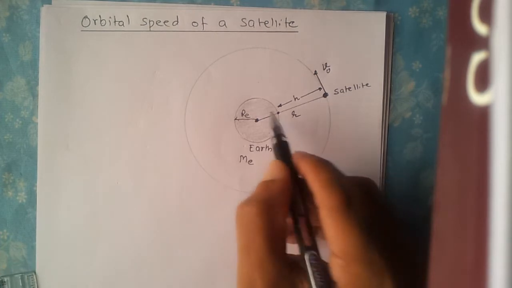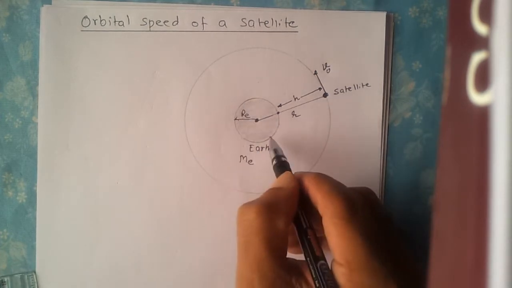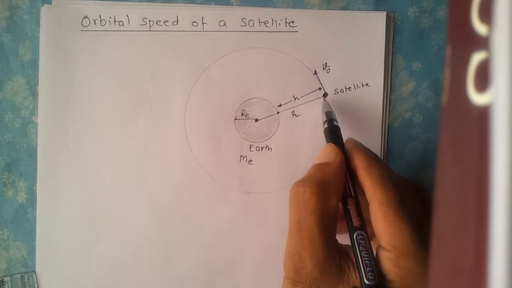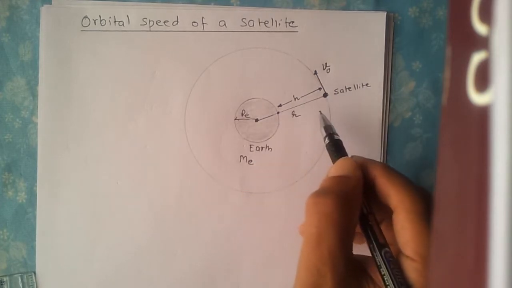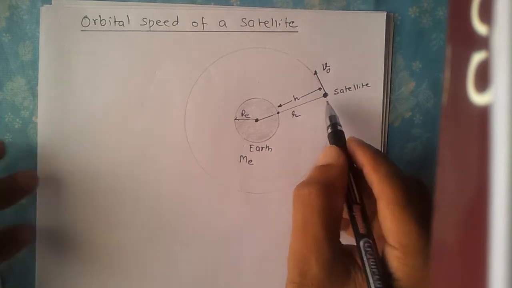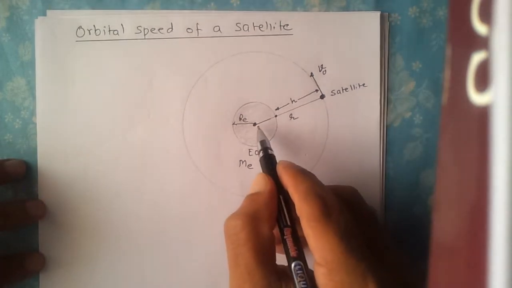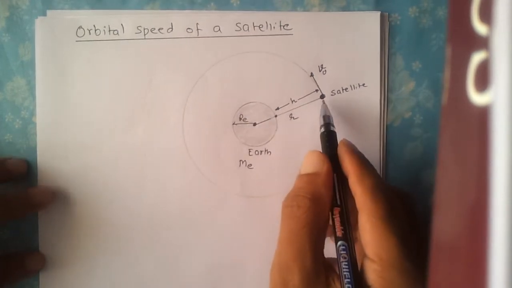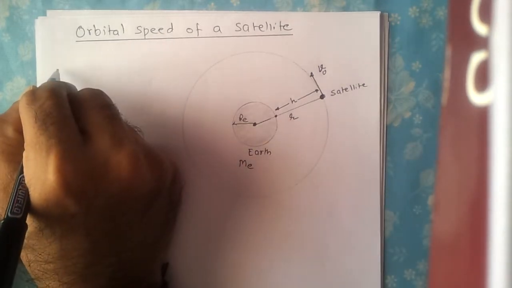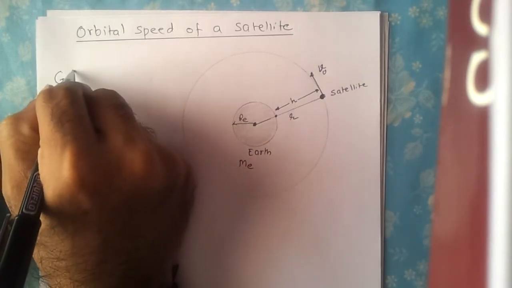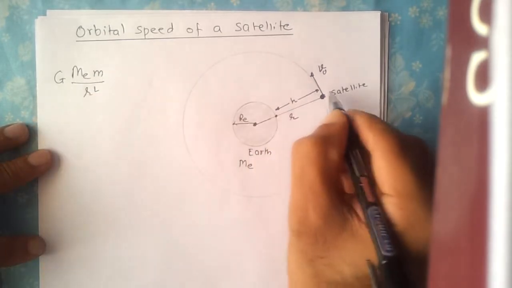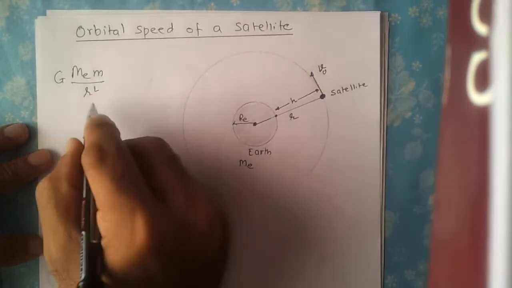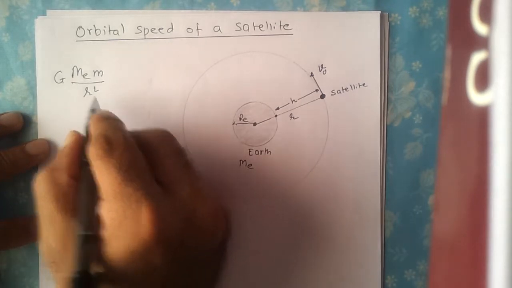That means the gravitational force applied by the Earth is equal to the centripetal force acting on the satellite, because it is this particular force which is responsible for producing the centripetal force. And therefore I will equate the gravitational force and the centripetal force. The gravitational force will be G M m upon r square, where m is the mass of the satellite. So this satellite has a mass m. So G M m upon r square is the gravitational force.